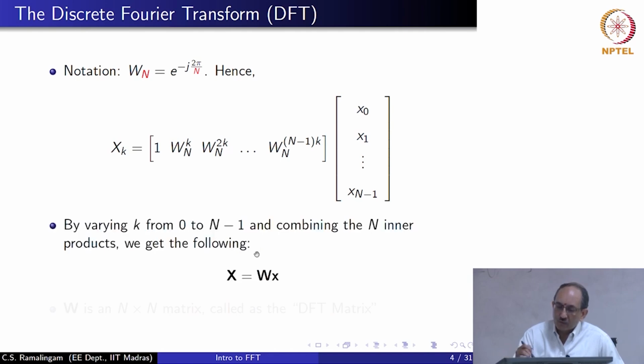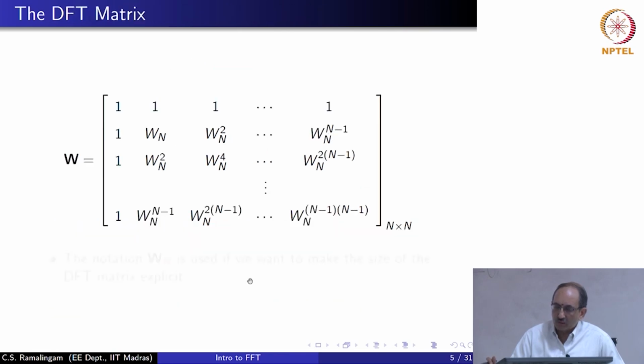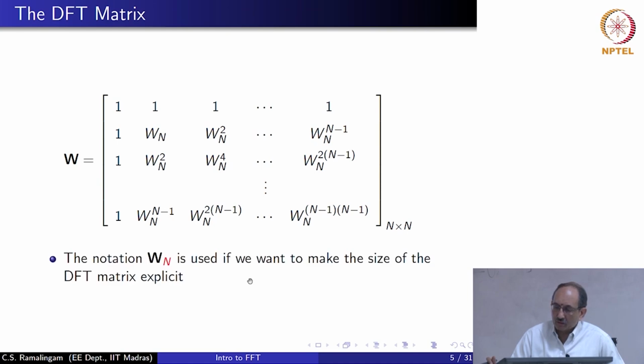And if you vary k from 0 to N minus 1, we get the matrix notation that was introduced while discussing DFT, and this W is of course called the DFT matrix, which is given by this. And as I had mentioned earlier, the suffix N is used if you want to make the size of this matrix explicit.